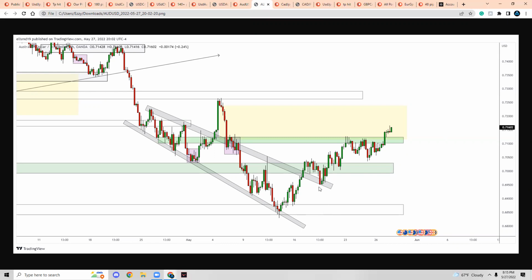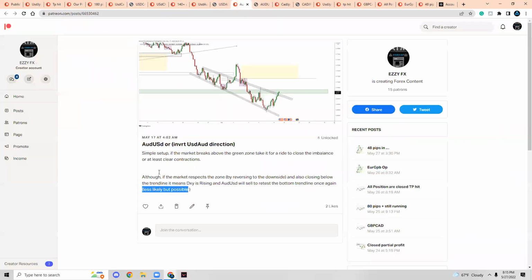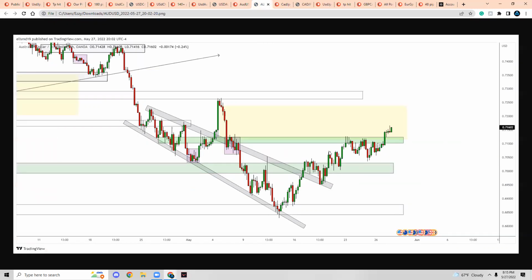But that's not the direction. The market respected, broke above. So again, you go and read the instruction. If the market breaks above the green zone, take it for a ride to closing imbalance. The market broke above. Let me just leave it at that.